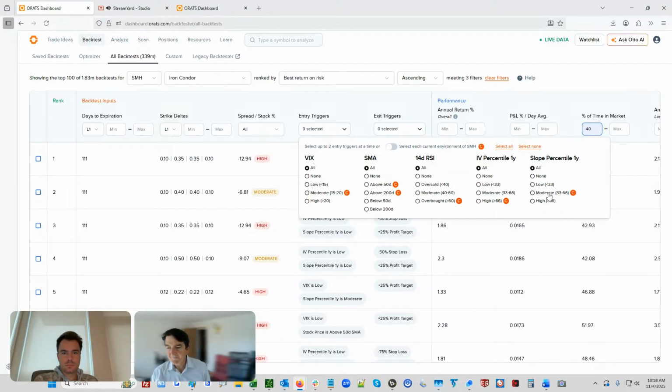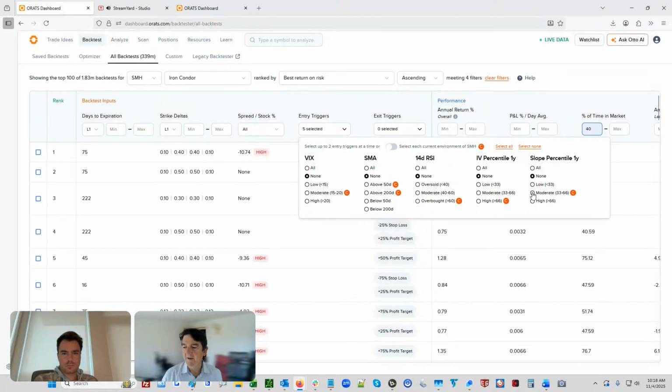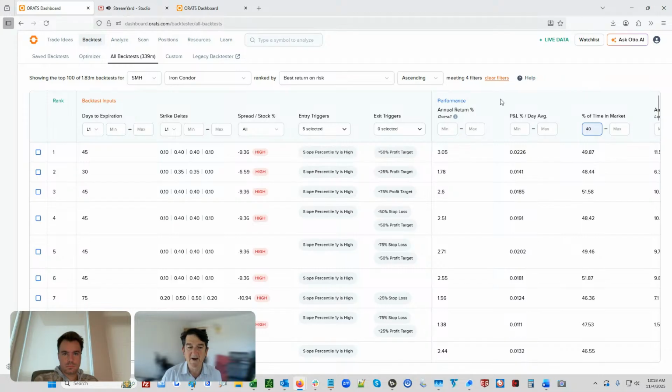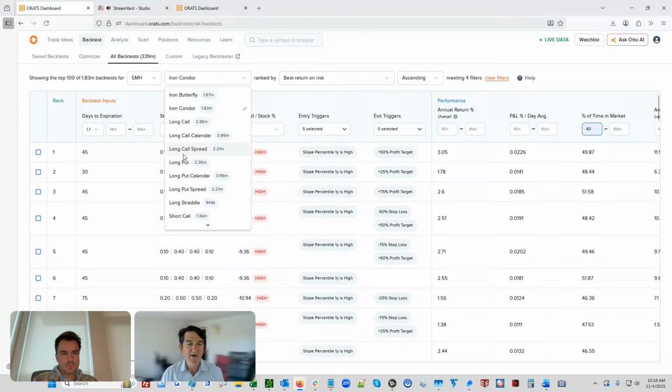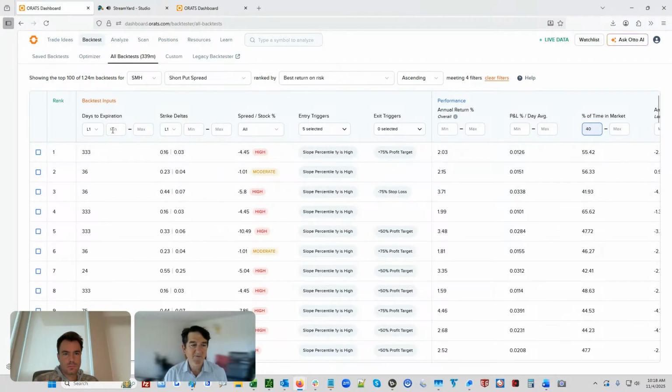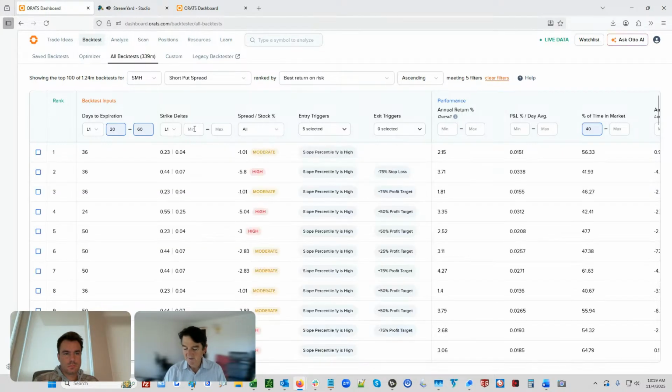This is what we saw earlier, in the steepness. So it's moderate right now. You could say select none, or just moderate, or I like to look at when the slope is high, what types of trades tend to do better. We could look at short put spreads, for example, from 20 days to 60 days, and a delta that's a little bit higher than way out of the money.